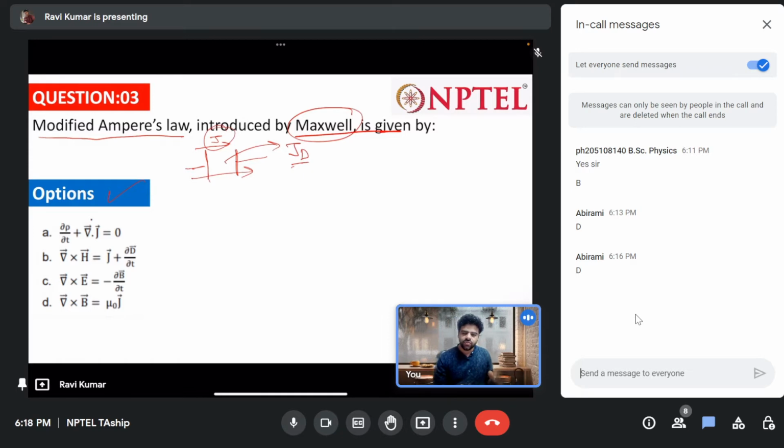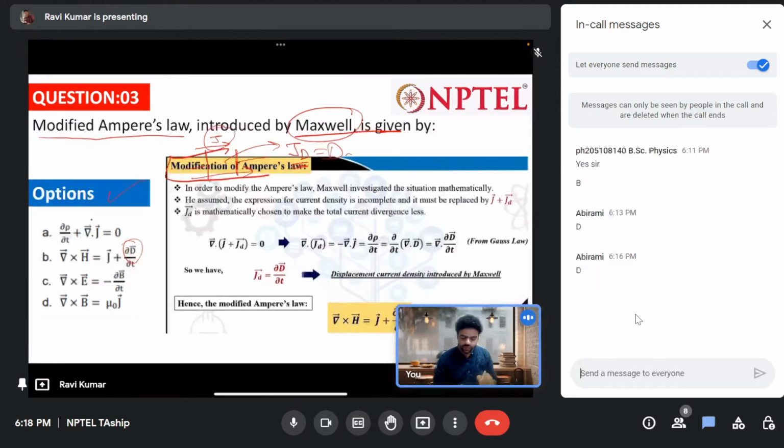So from which equation we can see where this displacement current is there? A, B, C or D? Here it is written D only, it's fine. That also says displacement current. So yes, here also you can see modified Ampere's law from the lecture only. So this says this one, the modified Ampere's law given by Maxwell. So from here we can see option B is the correct answer.